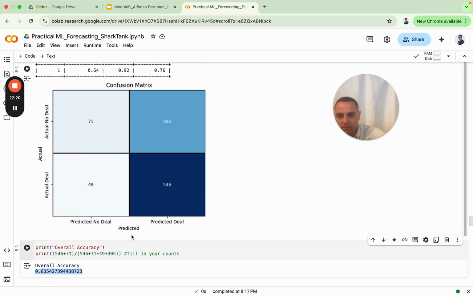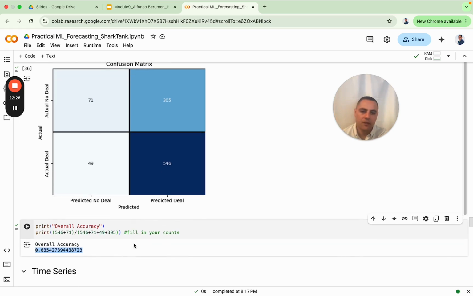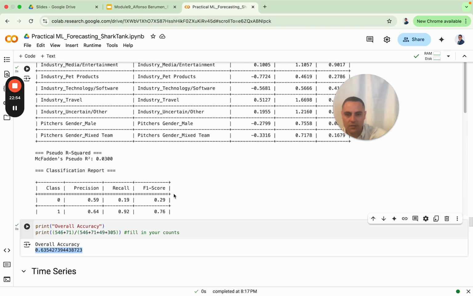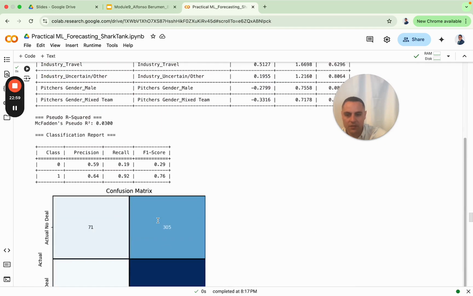So I don't feel all that excited with an overall accuracy of 63%. There might be some other features or variables that might be helpful in interpreting why certain startups get a deal and why certain startups don't on Shark Tank, right? I want to improve upon that prediction accuracy. So that's classification. There are other metrics you can look at, but that's just a sample of some of the metrics that are commonly used.